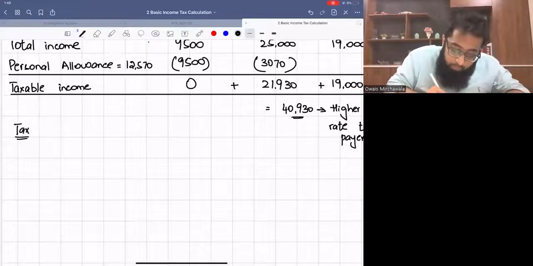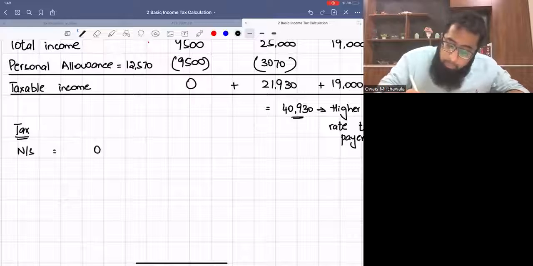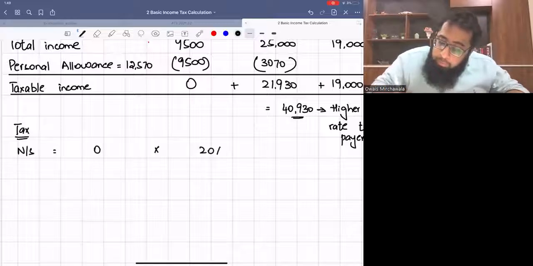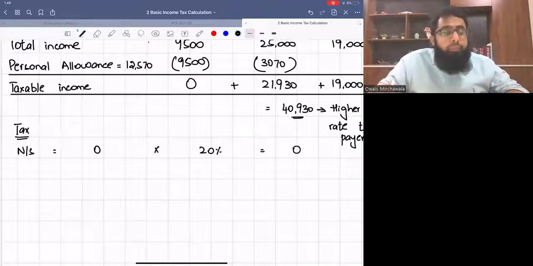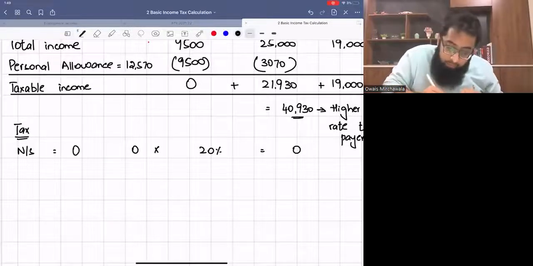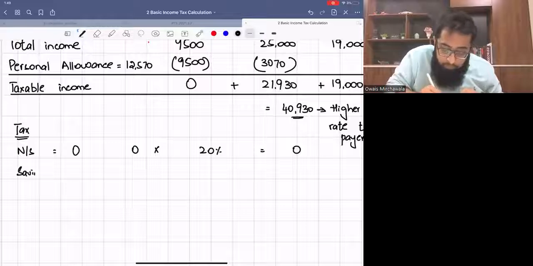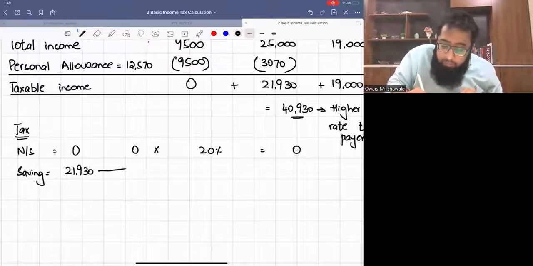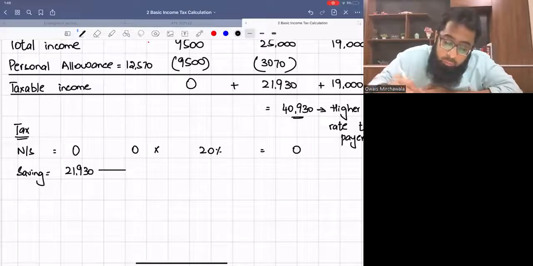Now, non-saving income is 0. So obviously 20% of 0 will be 0. Saving income, 21930. Now this is the point where you need to listen to me carefully.